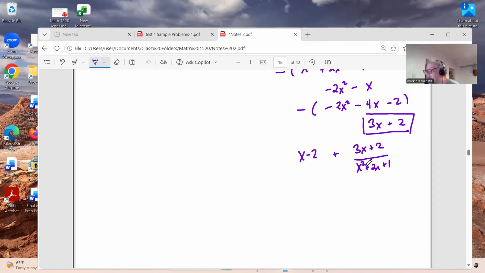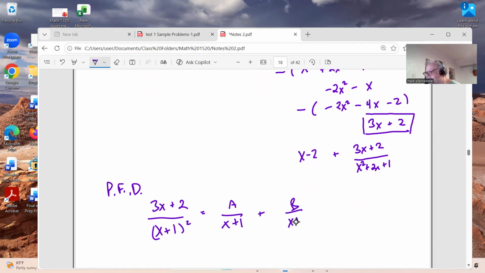Now I'm going to take this x squared plus 2x plus 1 and note that it's in factored form. So we're going to say partial fraction decomposition, and we're going to say we have 3x plus 2 divided by x plus 1 squared, and say that this must be equal to A over x plus 1 plus B over x plus 1 squared, remembering all the little rules that we had for partial fractions.